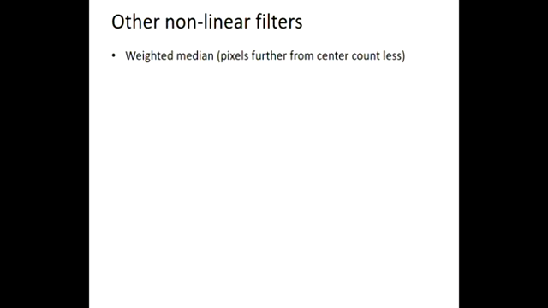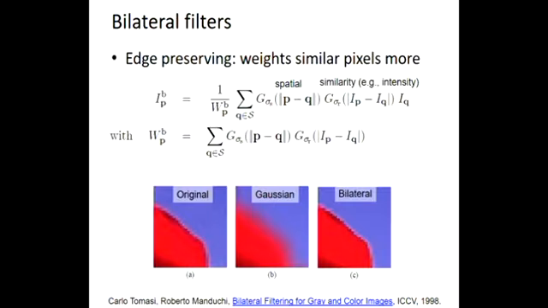I just wanted to take a little bit more time on the bilateral filter because it's an interesting and useful filter. To remove noise, the simplest thing you can do is use a Gaussian filter. A Gaussian filter takes a weighted average of all the nearby points, weighted by their distance to the center.